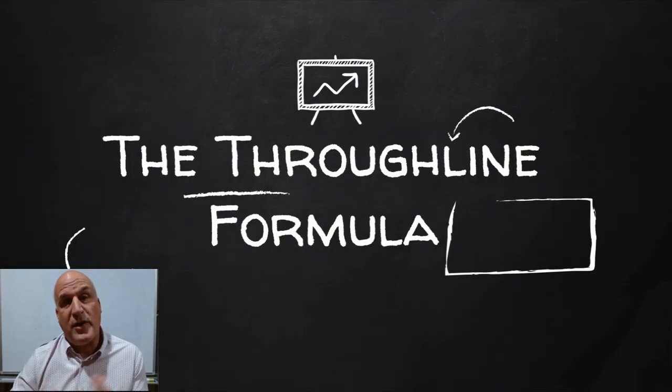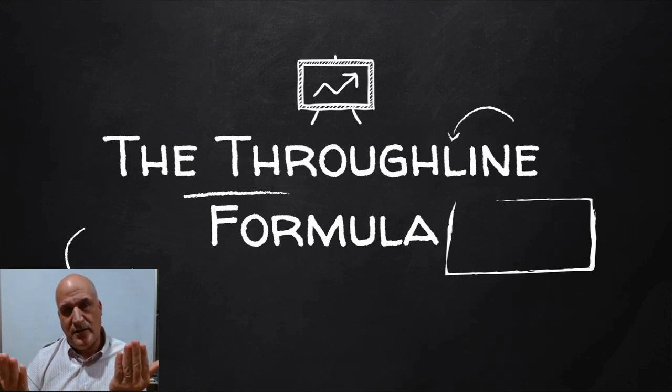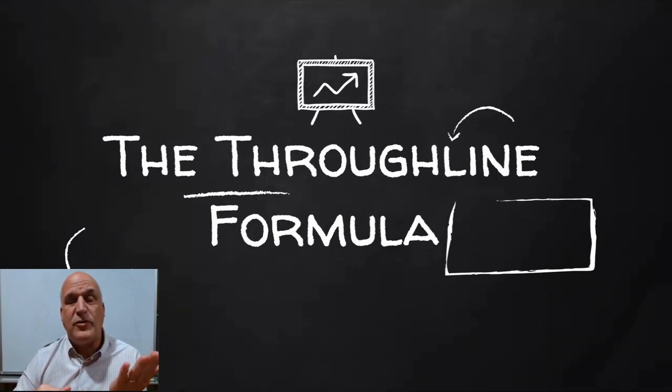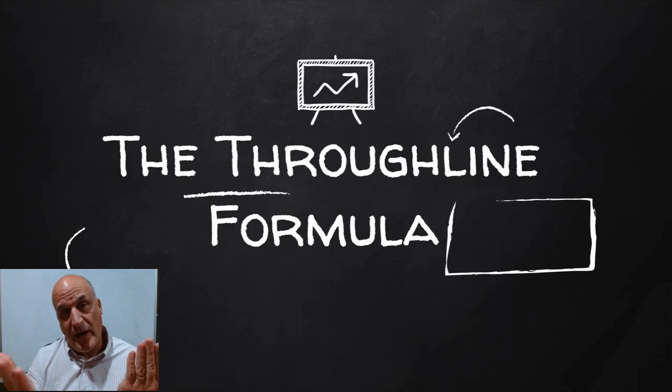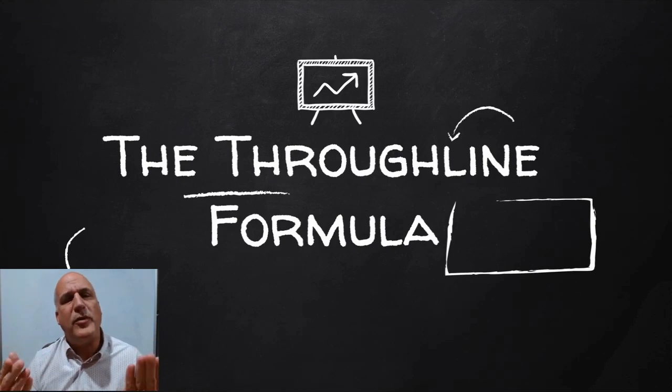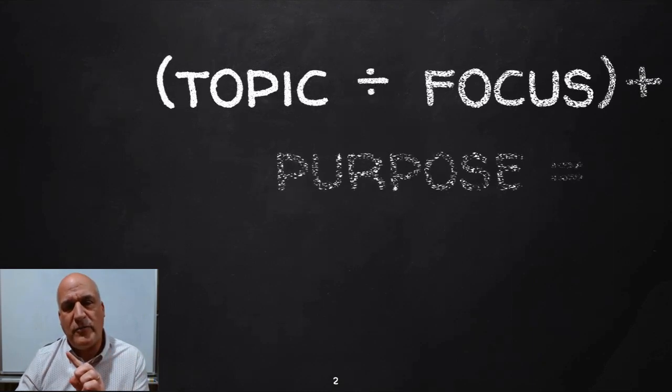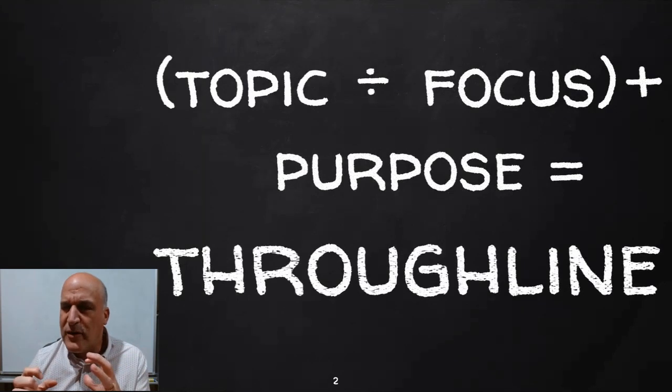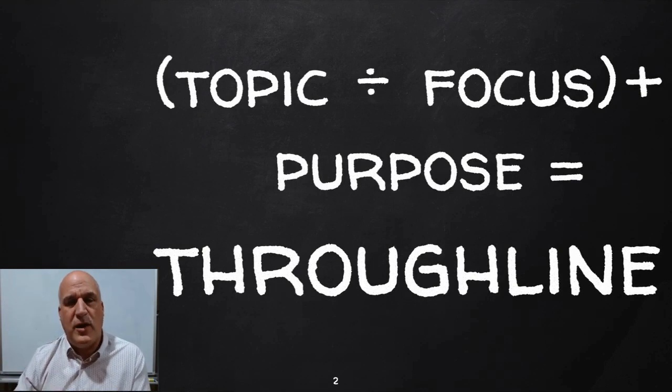So we're going to talk about the formula for creating a through line and what that formula looks like. The first thing I would like to do is distinguish between a topic and a through line. A topic might be that you're talking about baseball. That's a topic. A focus or a through line is, what are you going to be talking about in regards to baseball? And what purpose does this talk serve? So the formula looks like this: you take the idea of this topic, you figure out its focus, you figure out the purpose of this, and that's going to equal your through line. So you have to determine these three things in order to get your through line.